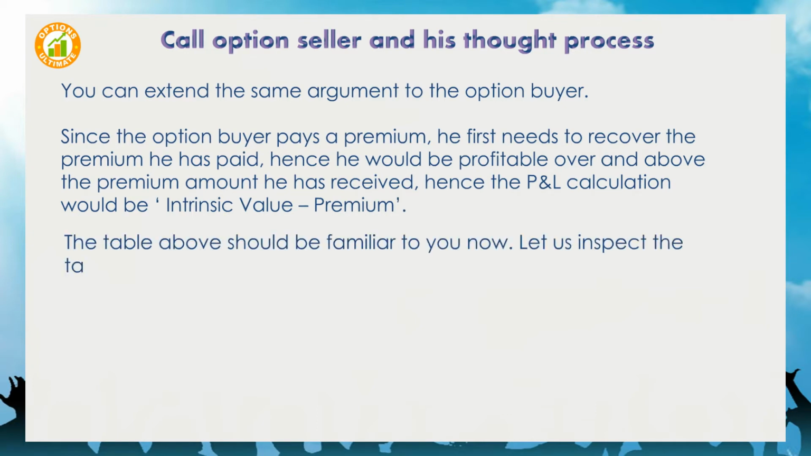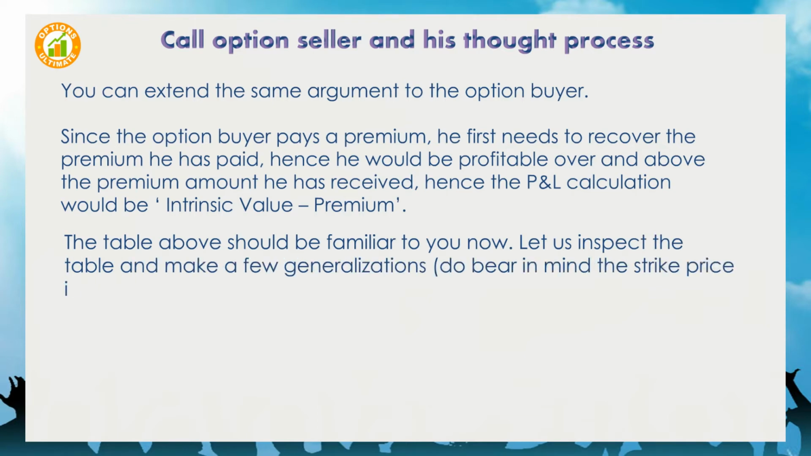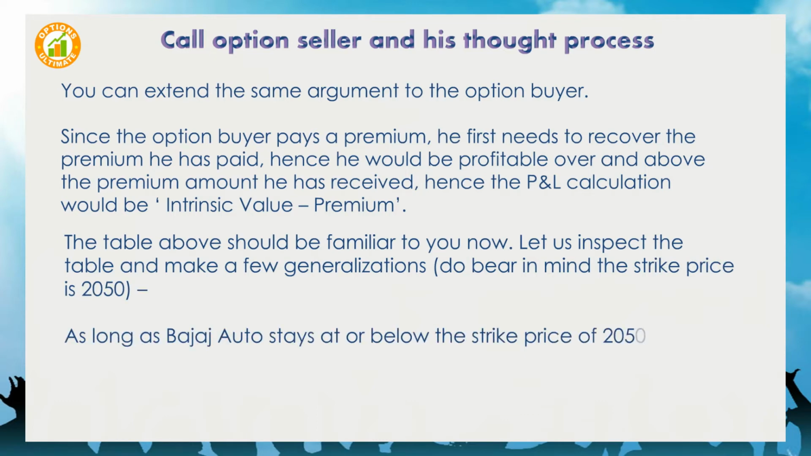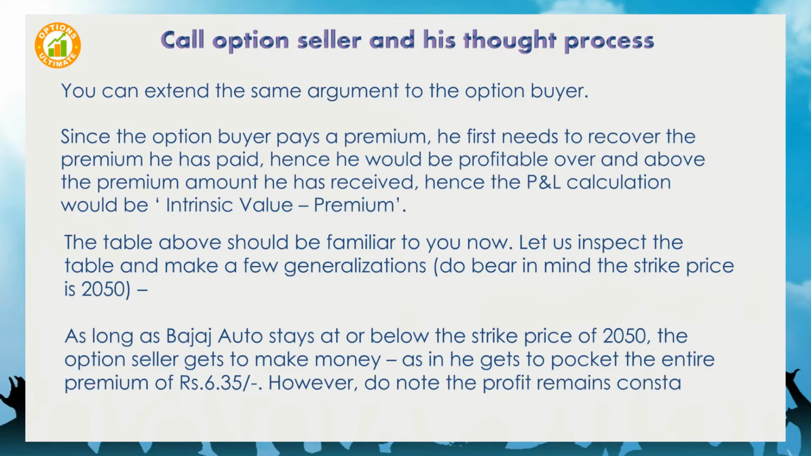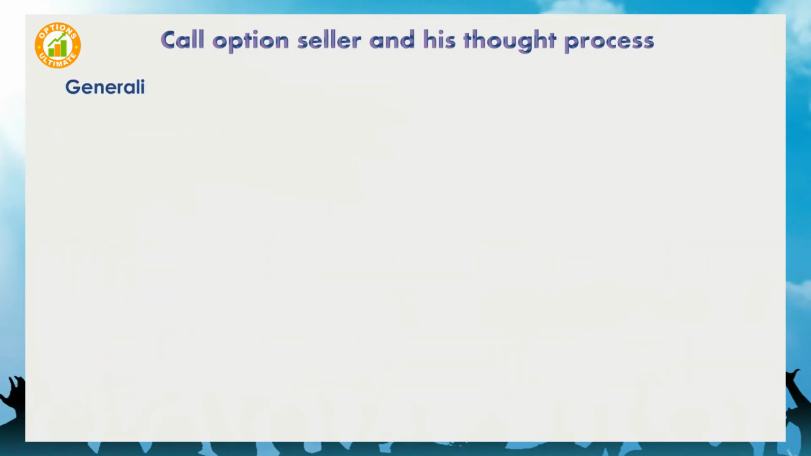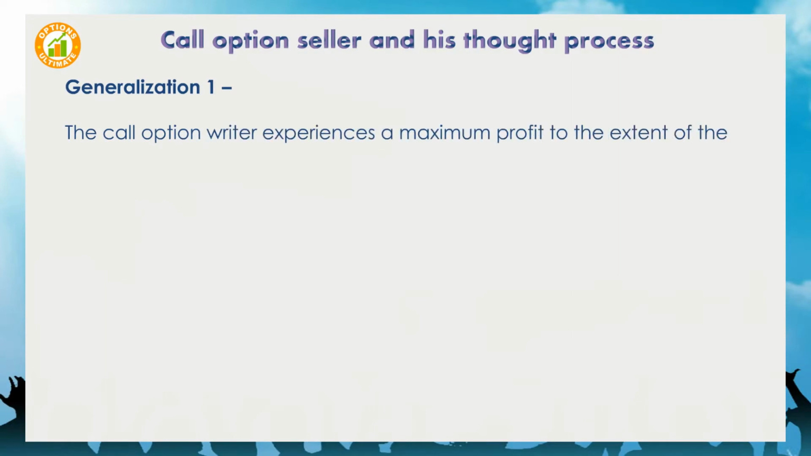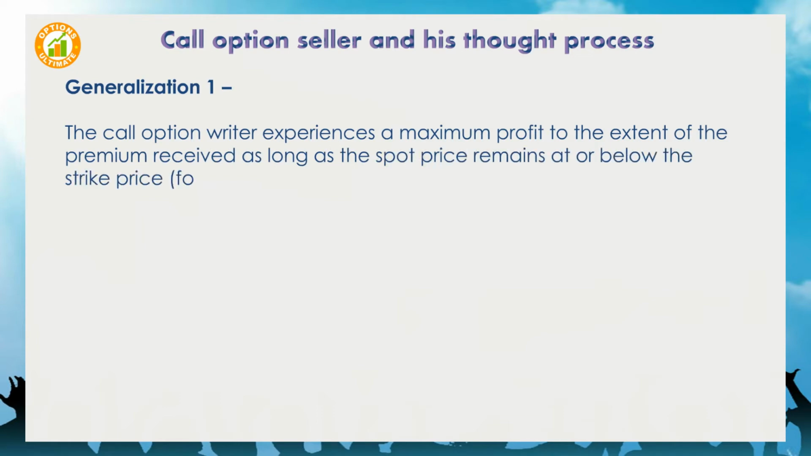Let us inspect the table and make a few generalizations. Do bear in mind the strike price is 2050. As long as Bajaj Auto stays at or below the strike price of 2050, the option seller gets to make money, as in he gets to pocket the entire premium of 6 rupees and 35 paise. However, do note the profit remains constant at 6 rupees and 35 paise. Generalization 1: The call option writer experiences a maximum profit to the extent of the premium received as long as the spot price remains at or below the strike price for a call option.